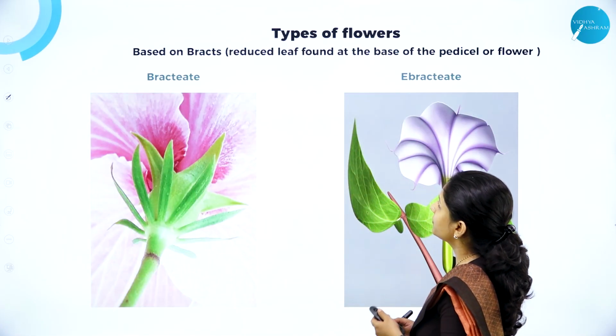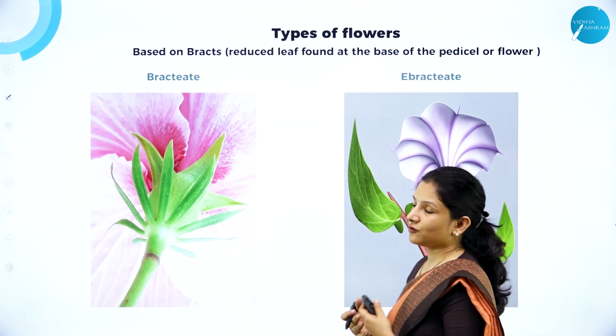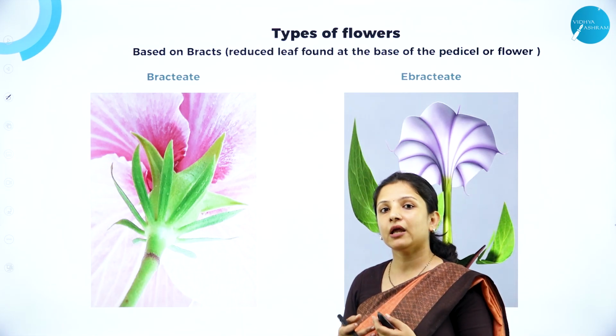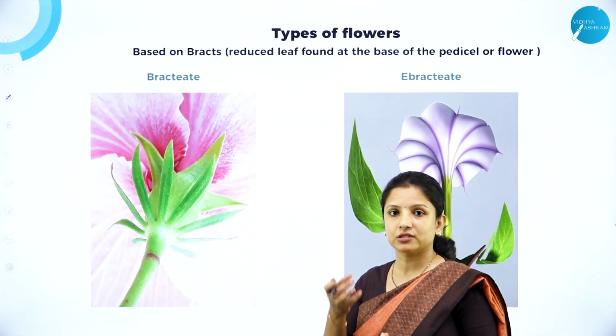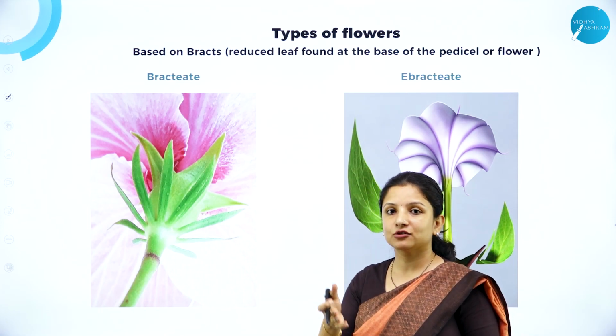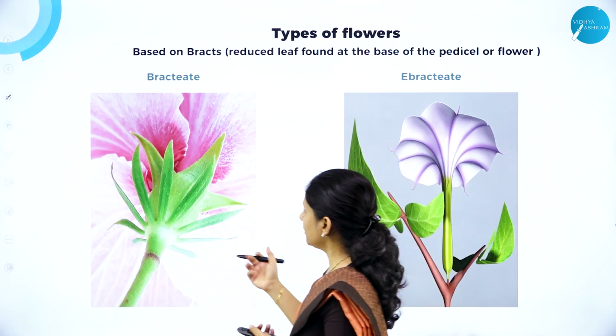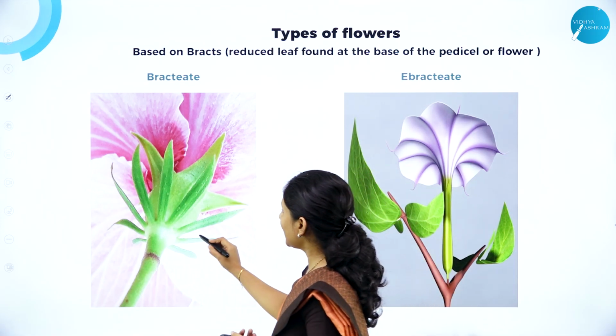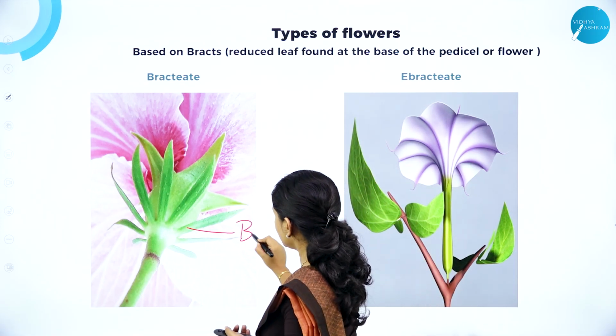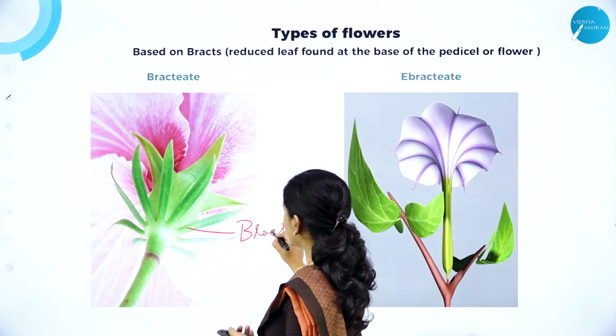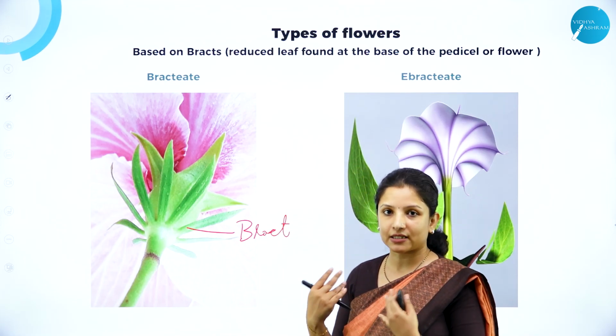Next is based on bracts. So what do we call a bract? A bract can be any reduced leaf-like structure that is present at the base of the sepals or at the base of the pedicel. So here, in the case of hibiscus, they are bracteate. Why? Because a bract is present. They have a bract, so it is bracteate.